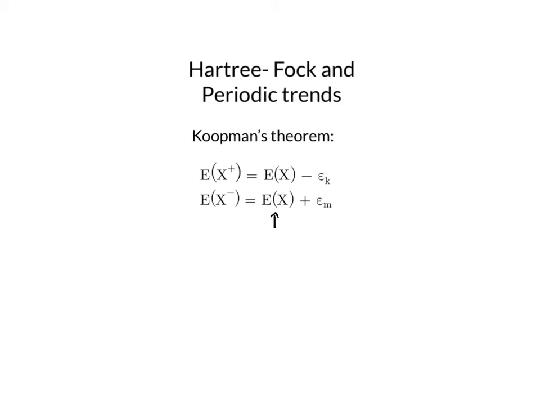It turns out that the ground state energies of these self-consistent field approximation calculations are related to the ionization energies, or the energy of the positive ion, where we remove one electron, and the energy of the negative ion, where you add one electron. And so this tells us about ionization energies, and this tells us about electron affinities.